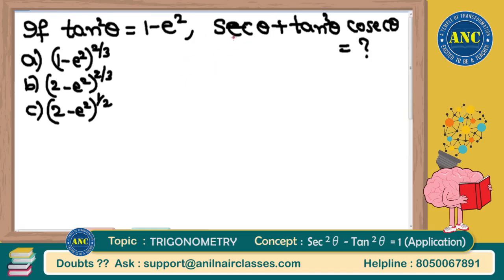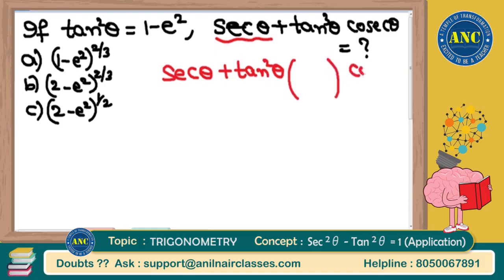Now what is it that we need to find here? Secant theta plus tan cube theta into cosecant theta. Can I write tan cube as tan square theta into tan theta? This another tan theta I will keep as it is, and the remaining cosecant I will write. Sir, what will you do with another tan theta? Another tan, I will write it as sin by cos. Now, sir, why are you doing all these things?